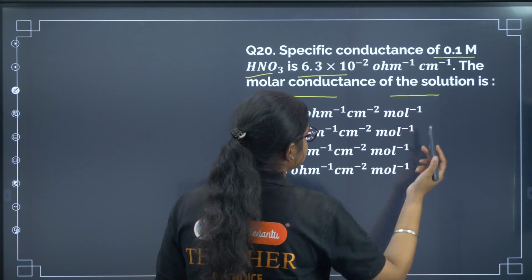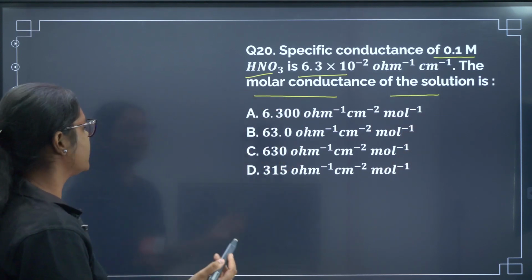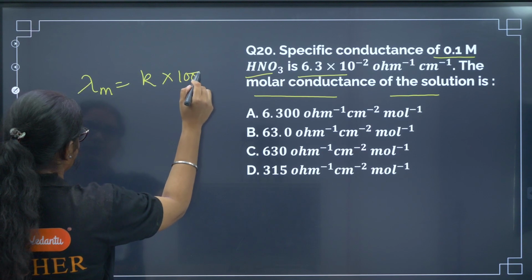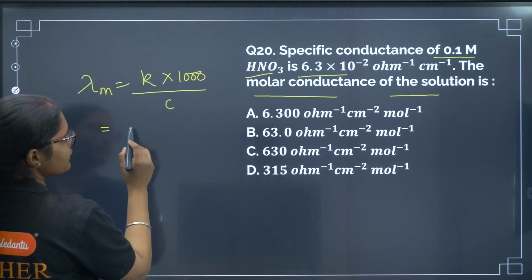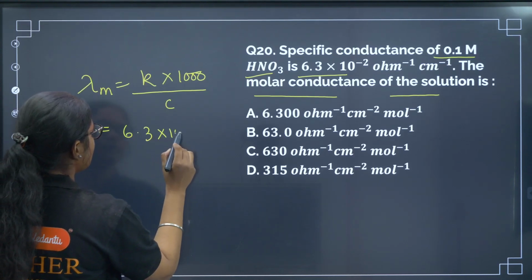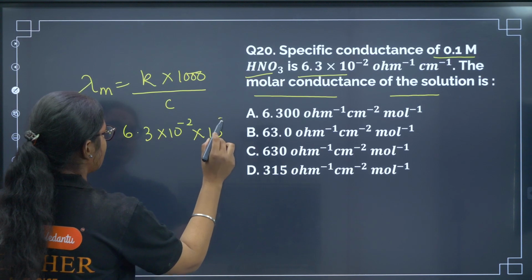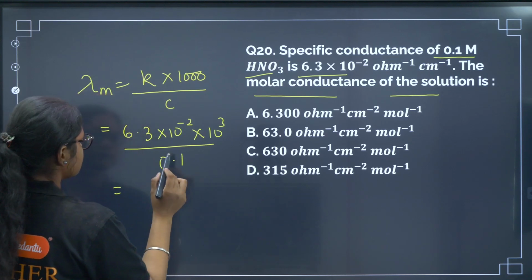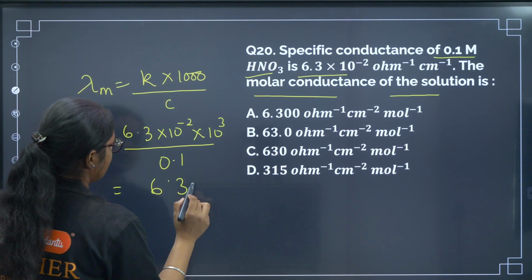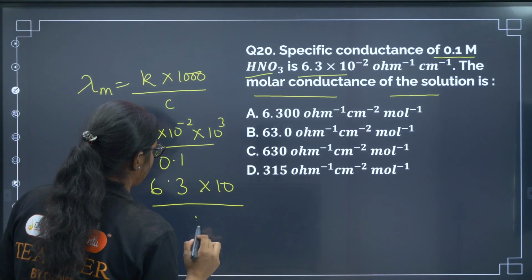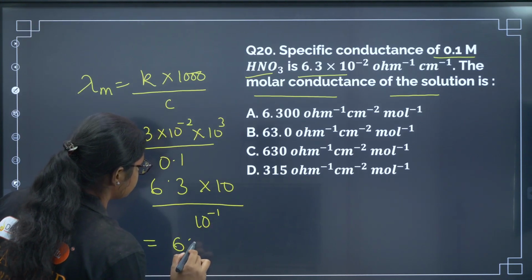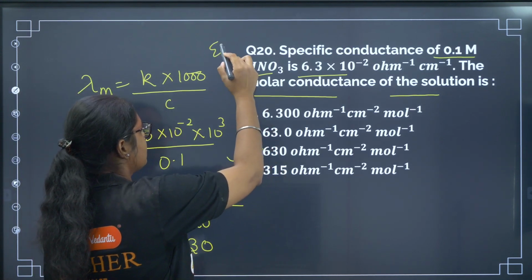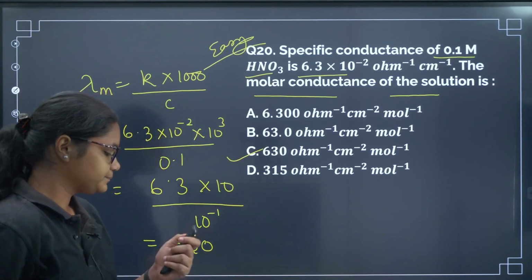Next. Specific conductance of 0.1 M HNO3 is given to you. The molar conductance of the solution is asked. This is a direct formula based question. So lambda m is equal to kappa into 1000 by C. What is the value of kappa? 6.3 into 10 to the power of minus 2, into 10 to the power of 3, and C is 0.1, right? So I can write 6.3 into 10 by 10 to the power of minus 1. If you solve this, we'll get 630. So the correct answer for this question is 630. This is an easy and direct formula based question.